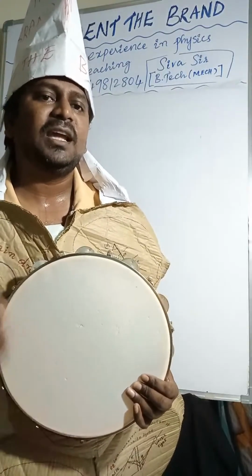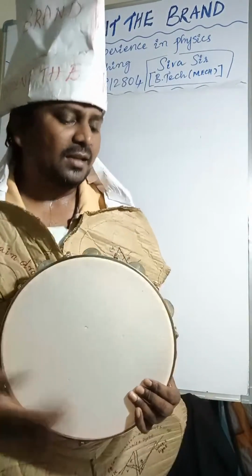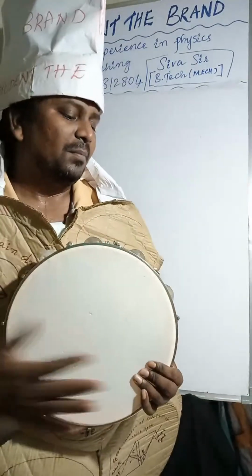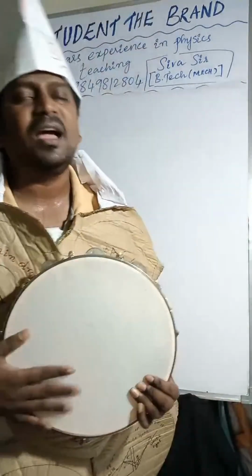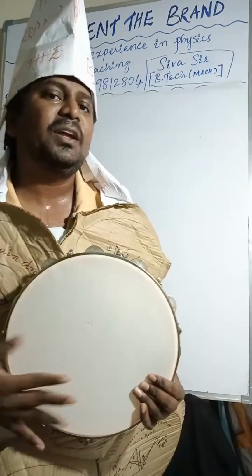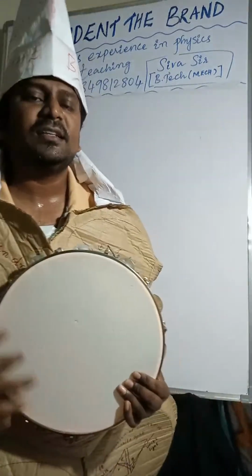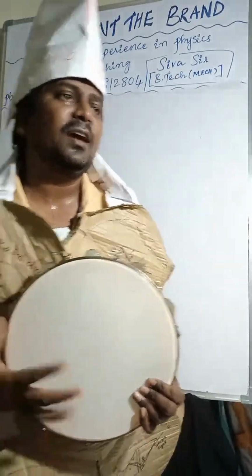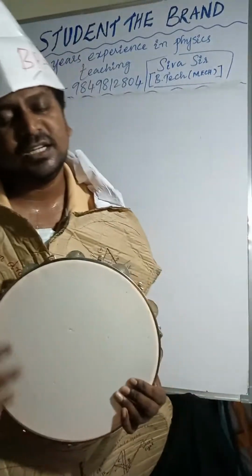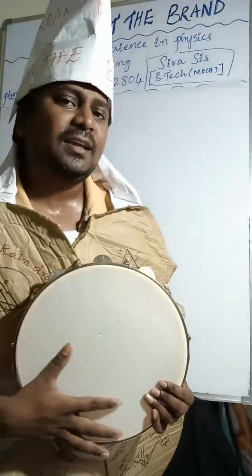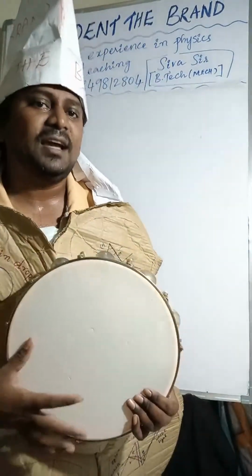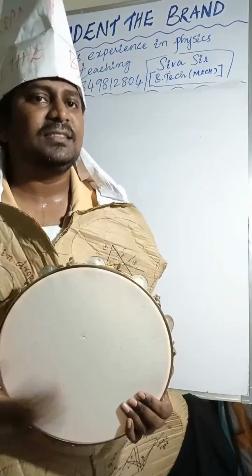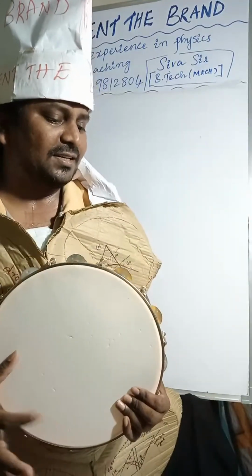Myopia. Near distance we can see, far distance we can't see. For correction we are using concave lens.